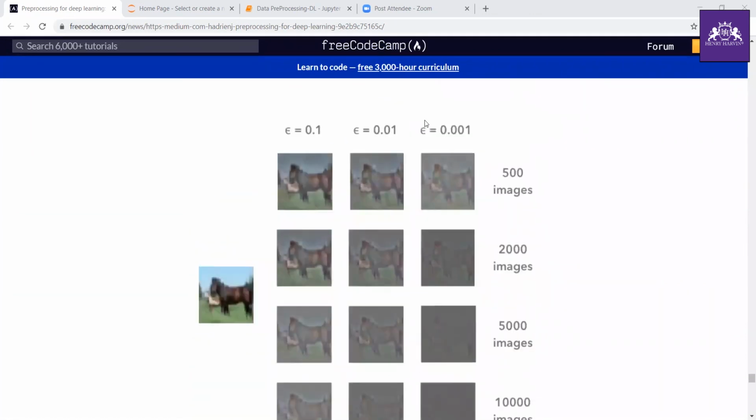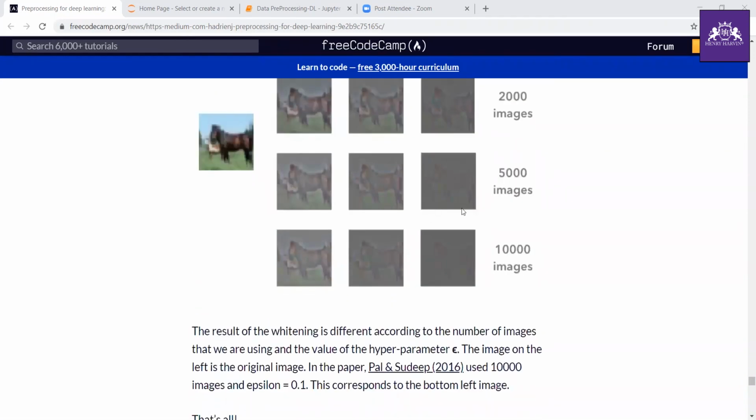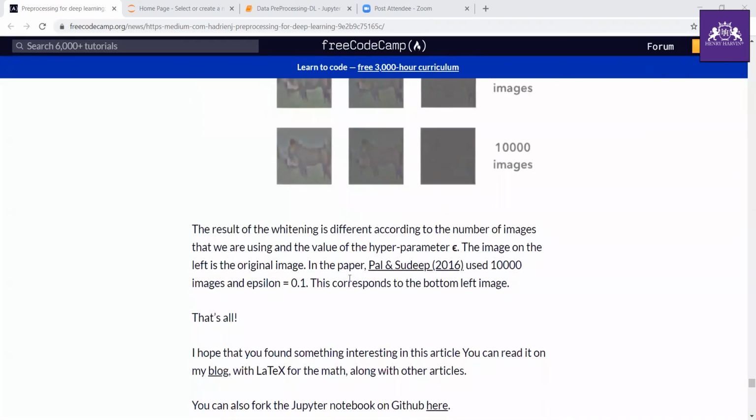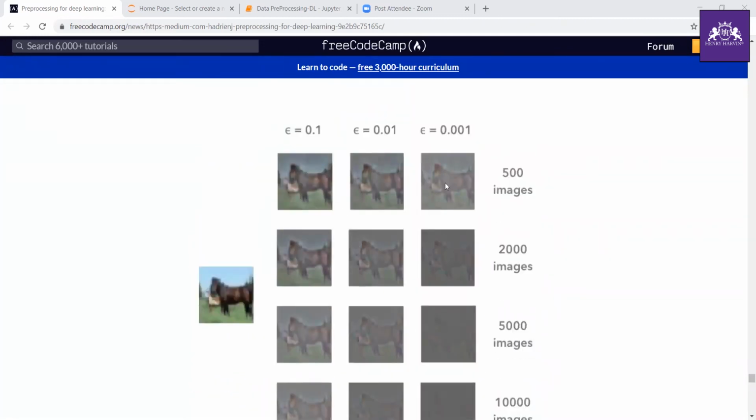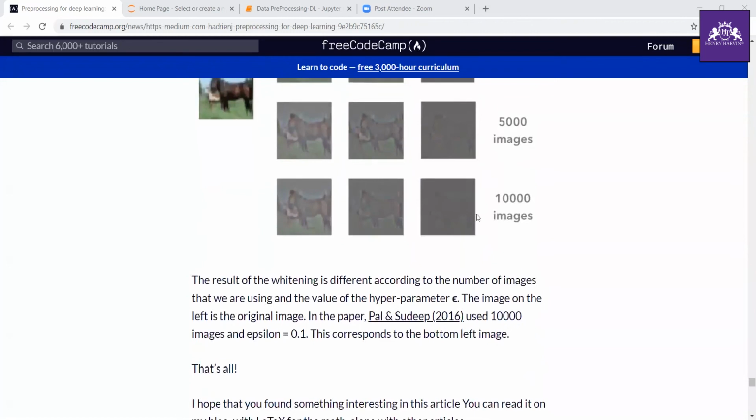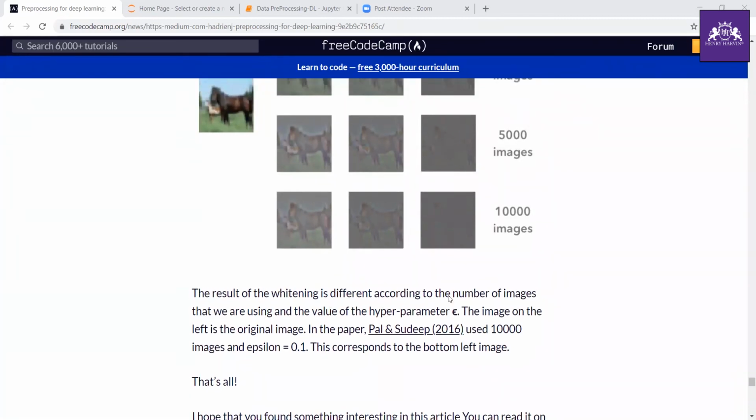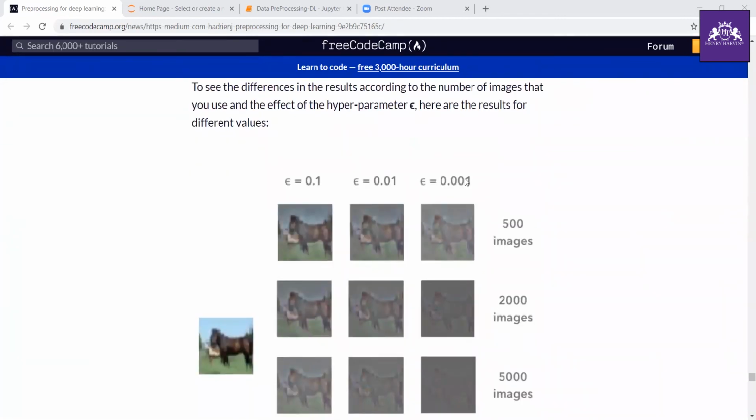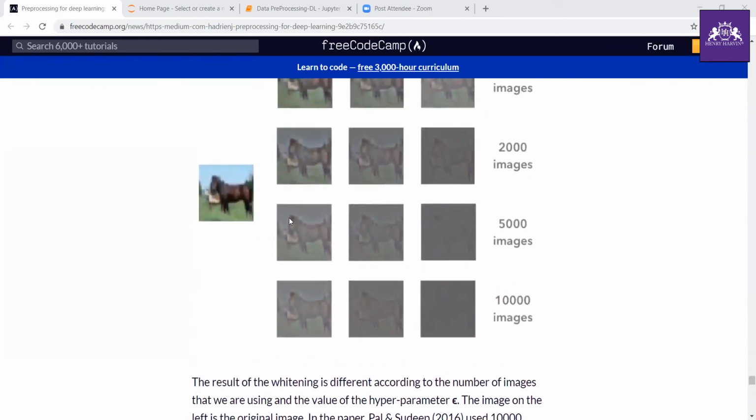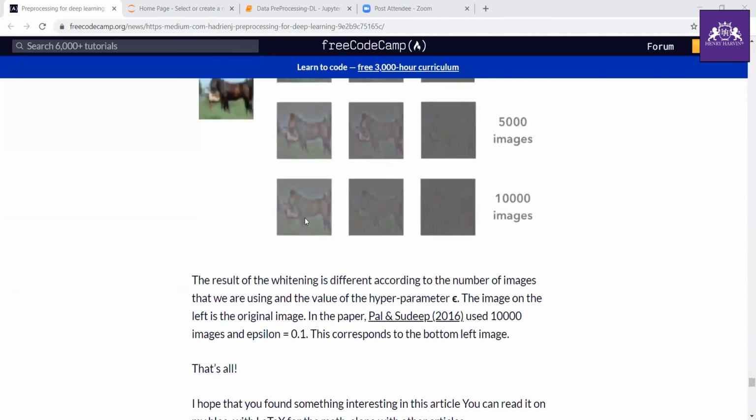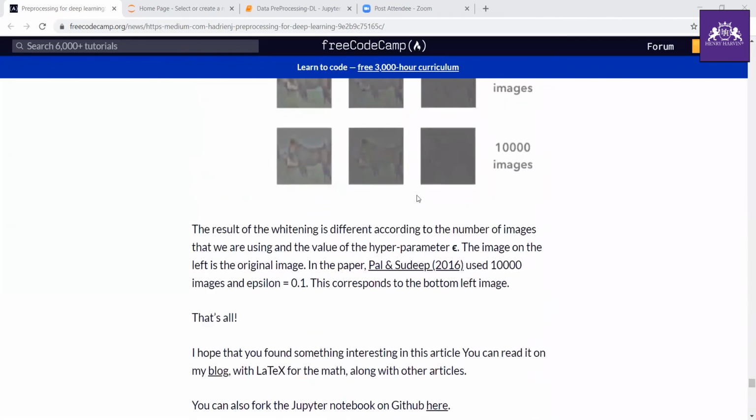For different hyperparameters, it has been worked out for 500 images, 2000, 5000, 1000, right? The result of the whitening is different according to the number of images. Can you see that this is 500 and this is for 2000? Now check for 10,000 images. It also depends upon the value of the hyperparameter, like 0.1, 0.01, 0.001. The image on the left is the original image, and what we got is the whitened image.